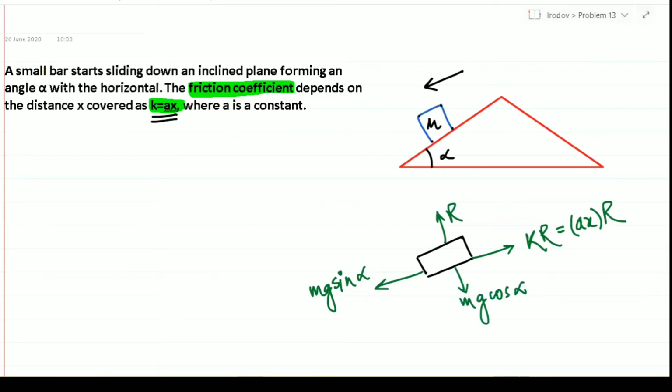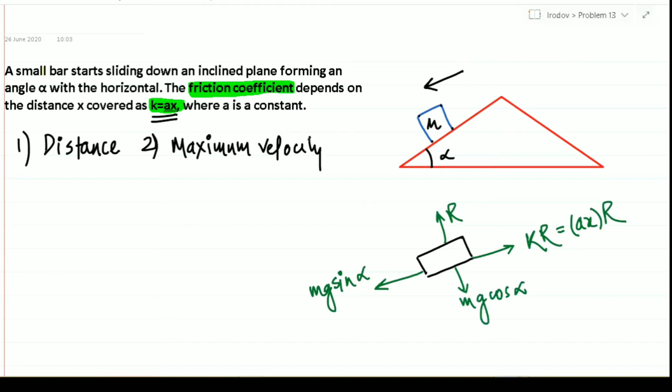There are a couple of things that we need to find about the motion of this bar. The first thing that we need to find is the distance it travels. Second, we have to find the maximum velocity this bar achieves.